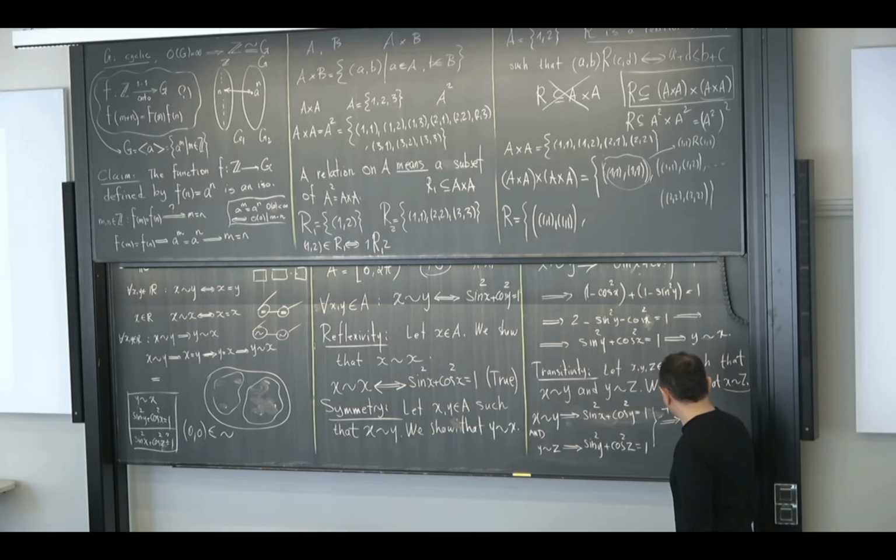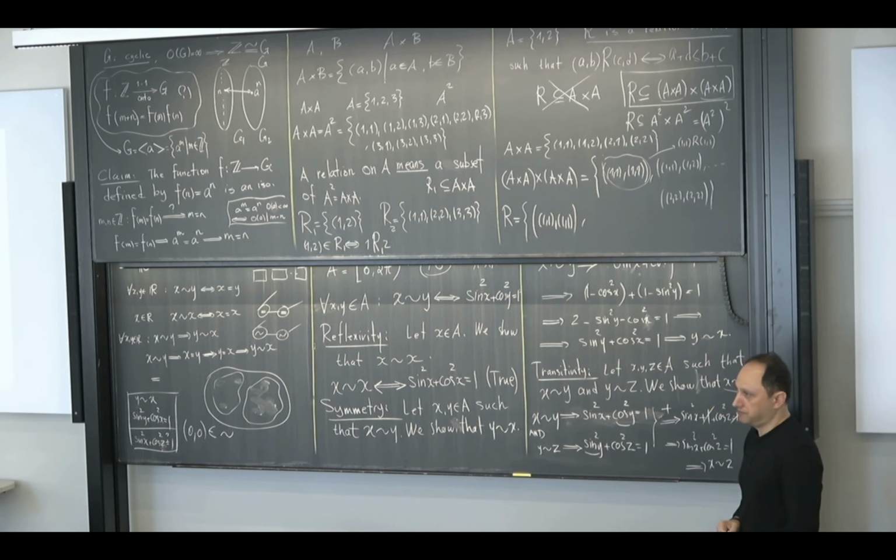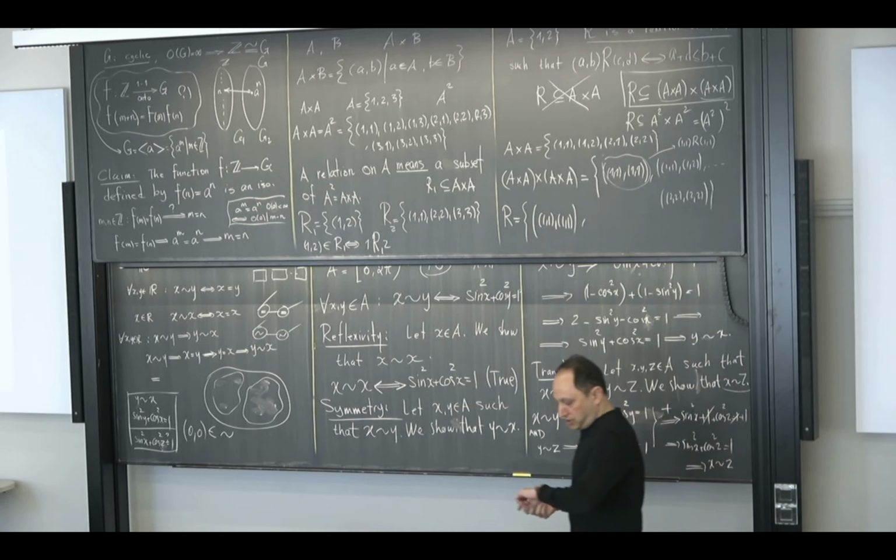This becomes sine x squared. These two will be added, becomes 1. And this one will also be added. But what do I have on the right side? 1 plus 1. But now this 1 and that 1 are cancelled. And then I get sine x squared plus cosine z squared is equal to 1. And then this means x is related to z.